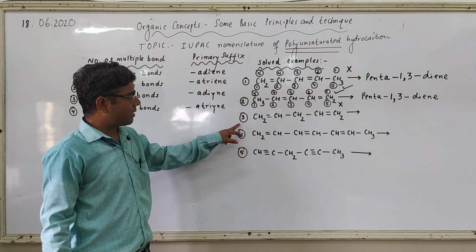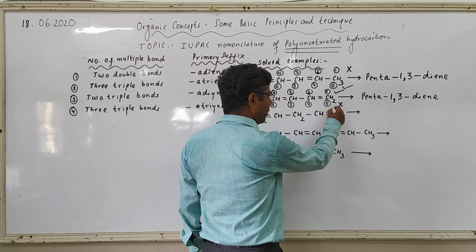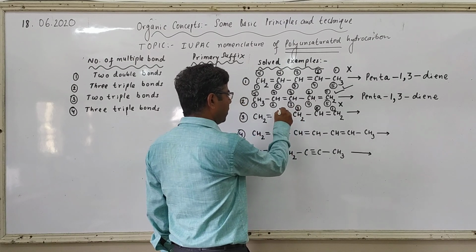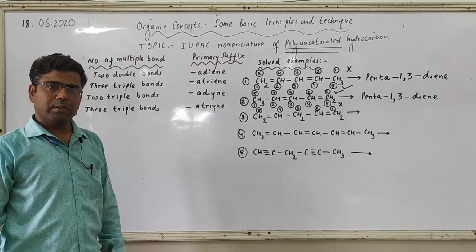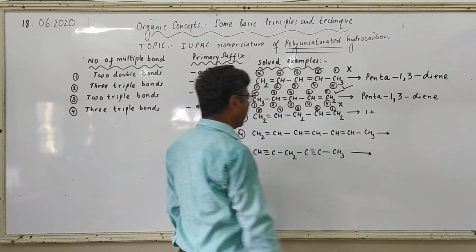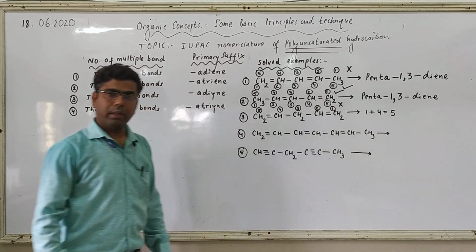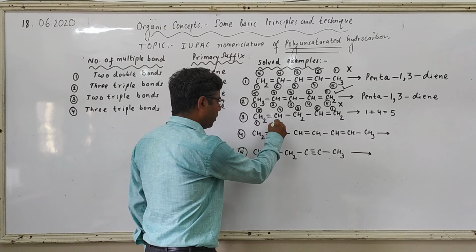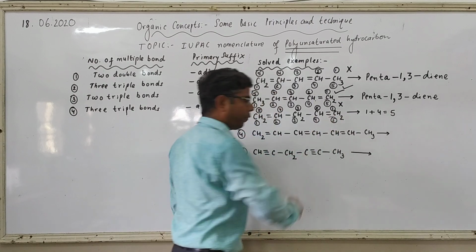Now move to case number 3. Let us start our counting or numbering. Carbon 1, carbon 2, carbon 3, carbon 4, and carbon number 5. Sum of the position of double bond: 1 plus 4 equals 5. Let us check from left hand side also. 1, 2, 3, 4, and 5.